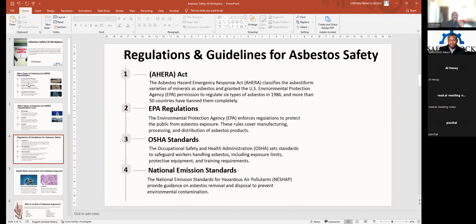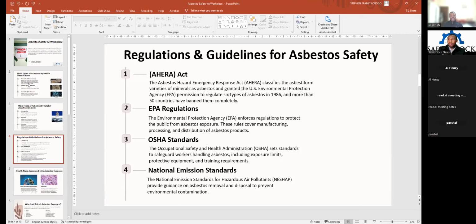When we look at the regulation, like I've said, we have the Asbestos Hazard Emergency Response Act. They are the ones that classified all the asbestos forms into different varieties of asbestos minerals. Also, this law granted the U.S. Environmental Protection Agency the permission to regulate the six types of asbestos when it was enacted in 1986. It is estimated that more than 50 countries all over the world have already banned asbestos containing materials.